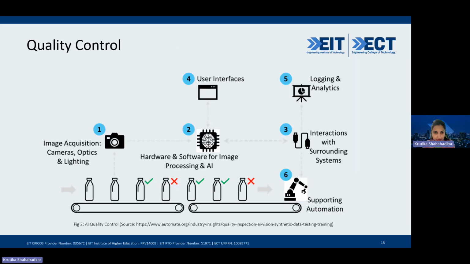Quality control. As you can see in this image, step one is the image acquisition. Whether cameras, lighting, and all of that, which clicks the picture or captures the image, either in the form of an image or as a video, and then the AI processes it using some hardware and software that's required for image processing and adds a part of AI to it, and then interacts with the surrounding systems, and then there are user interfaces. It could be a tab or a mobile or a PC or whatever, and then there is logging and analytics, and then there could be supporting automation.